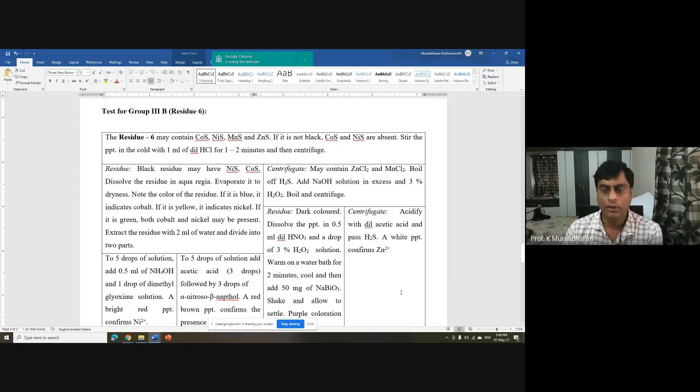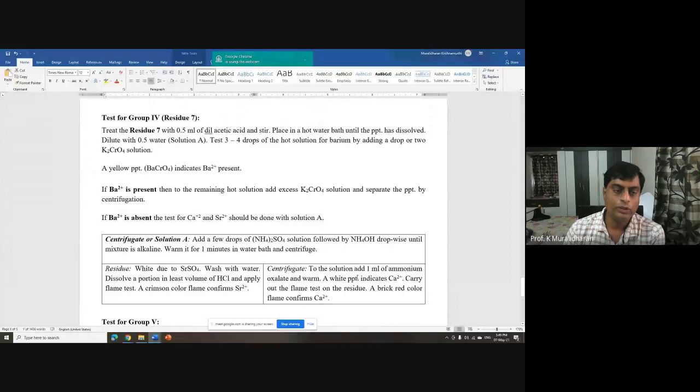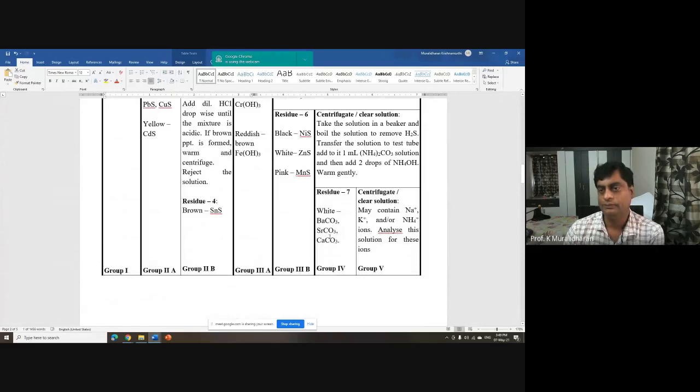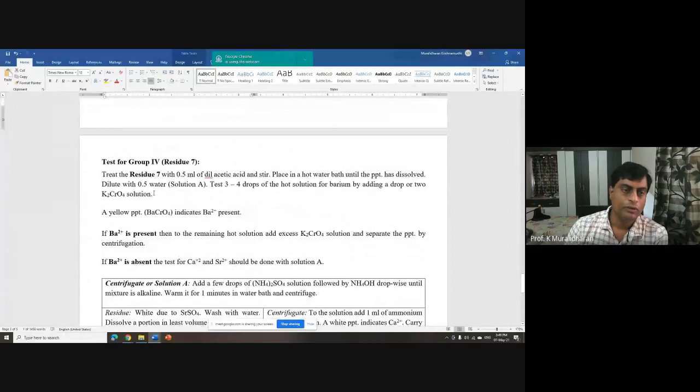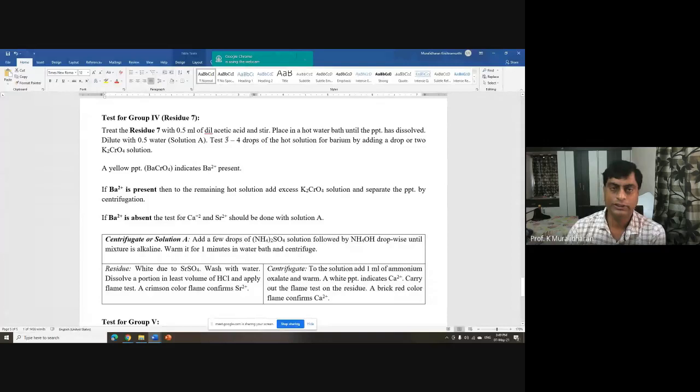So finally, you are going to residue 7, which contains strontium, barium, calcium. Right? This was residue 7 for today's salt. We have strontium, so we have to carefully do this analysis today. Treat residue 7 with dilute acetic acid and stir. Place in a hot water bath until the precipitate has dissolved, so it has to go completely into solution.